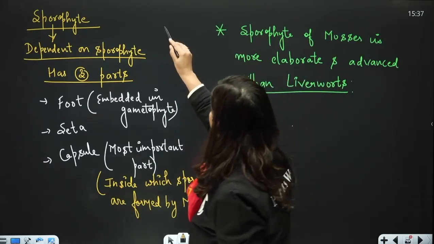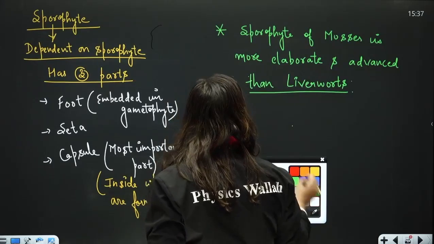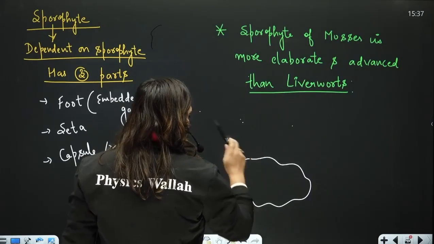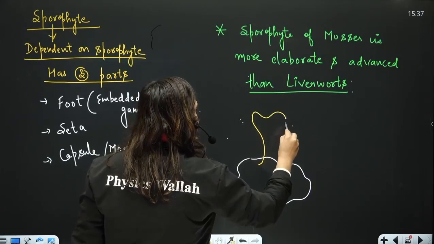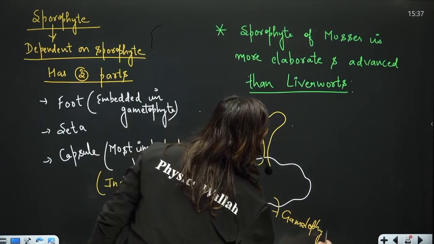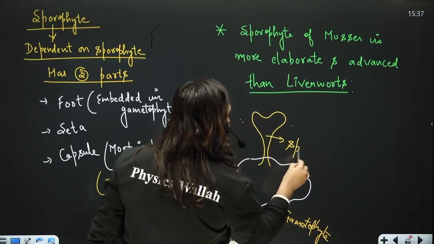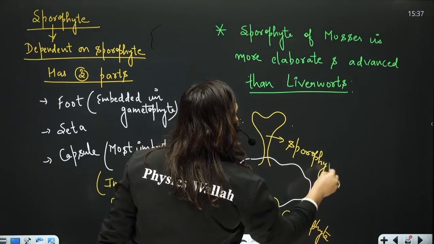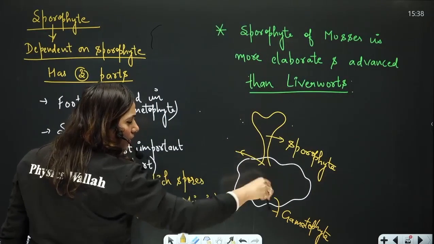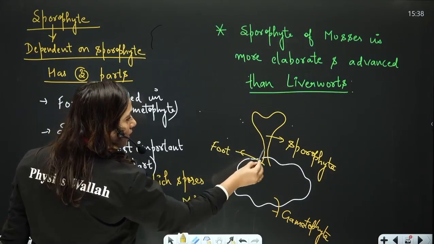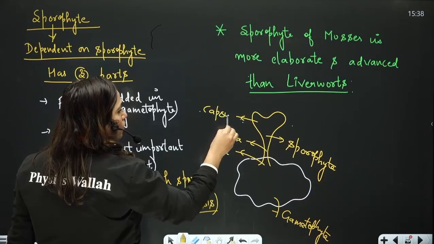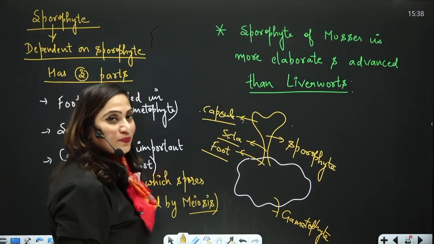A sporophyte, if I draw a diagram to give you the basic idea. So beta, this is the gametophyte and the sporophyte is present on the gametophyte, right? This is the gametophyte and this is the sporophyte. And the sporophyte is present on the gametophyte and it has three parts. This part, which is embedded into the gametophyte, is foot. This part is seta and this part is capsule. So a sporophyte has three parts, right?